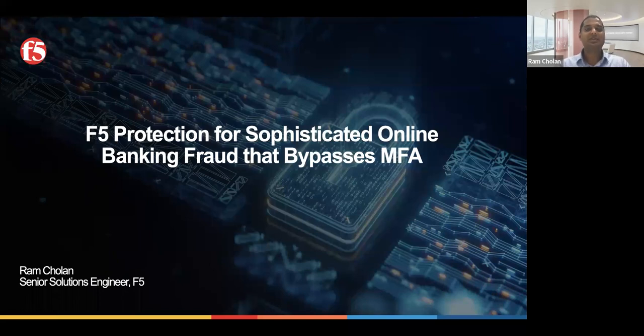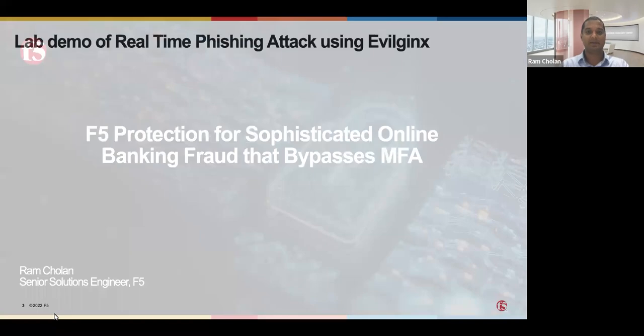If you look at a traditional phishing attack, the fraudster would set up a fake website with a domain name that looks similar to the site that they want to attack and use that to trick victims into giving up their credentials, which they would use to do an account takeover. At F5, we've observed fraudsters using a new technique, which uses real-time phishing proxies to launch their scams. So let me walk you through how these real-time phishing proxies work.